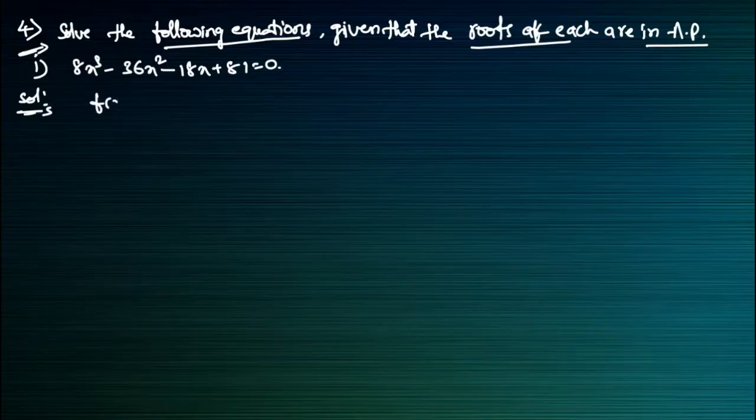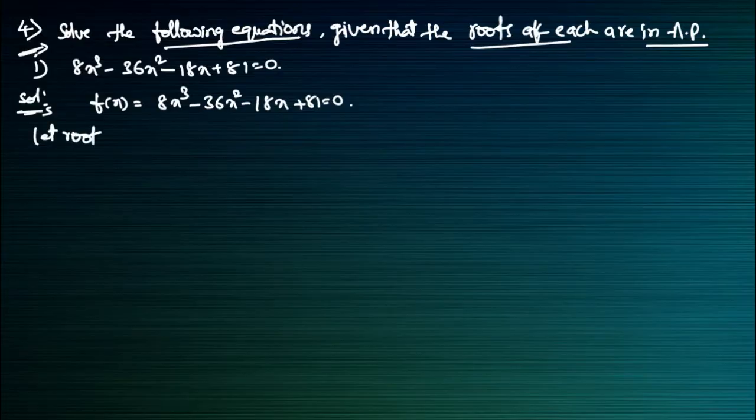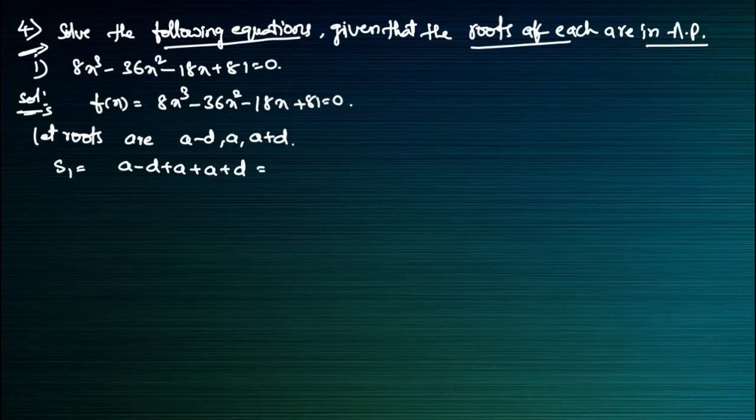So the given equation is f of x, I will take this one: 8x cube minus 36x square minus 18x plus 81 is equal to 0. He is saying that the roots are in AP. So here let the roots be a minus d, a, a plus d. So these are the three roots here. From this, S1 is the sum of roots, so a minus d plus a plus d is equal to minus b by a, so minus 36 divided by 8.